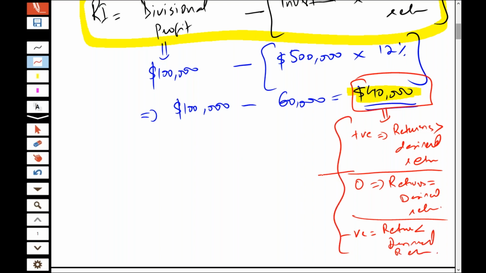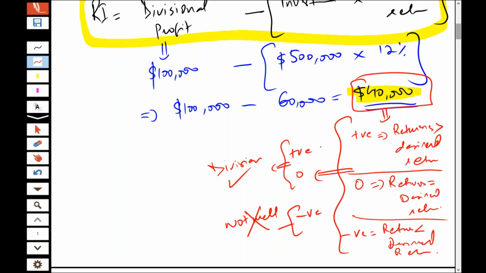So when we talk about the residual income as a performance measure, generally speaking, if your residual income is either positive or zero, you would say that the division or the segment or the branch is performing well. But if it is negative, then you would say that it's not performing well at all. Now let's move a bit forward and discuss further. So first of all, how do you interpret the residual income? We talked about it.